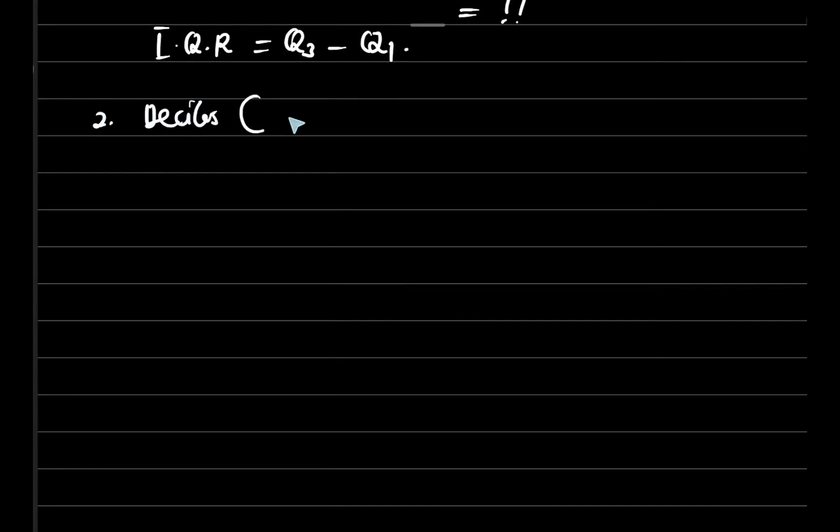Deciles. With deciles, you want a division of the data set into groups of 10. So you'll have D1, D2, D3, up to D subscript 10. That means you have a division of the data in groups of 10.